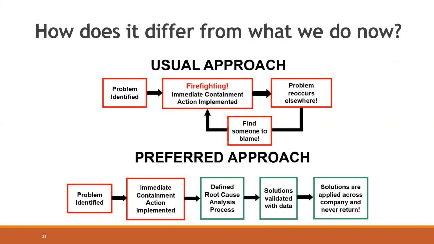So in the usual approach, the problem is identified, then immediately containment actions, so firefighting, and the problem reoccurs elsewhere. Again, we are doing the same. So that means in the usual approach, we are not going to find the root cause actually. In the preferred approach, the problem is identified, immediate containment action, then root cause analysis is defined, the solution is validated with data, and solutions are applied across the company and it will never return.